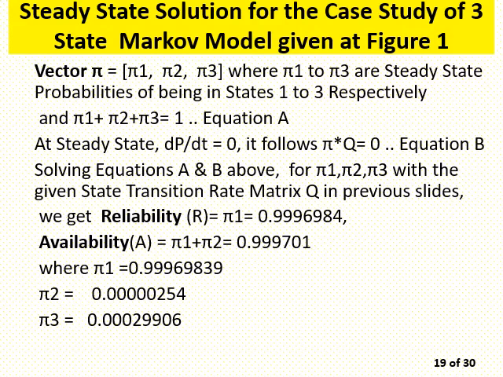In this slide, we obtain the steady state solution of the three-state Markov model, where pi 1 to pi 3 are the steady state probabilities of being in states 1 to 3 respectively. We have the equations pi 1 plus pi 2 plus pi 3 equal to 1, and pi Q equal to 0. Solving these two equations, we get pi 1, pi 2, pi 3, and from there we get reliability pi 1 equal to 0.96984, and availability equal to 0.9971. So we get the reliability and availability.